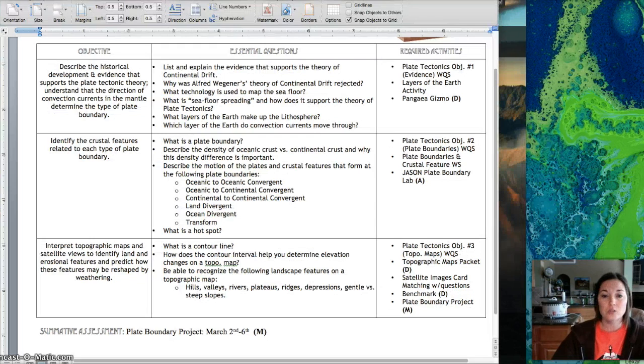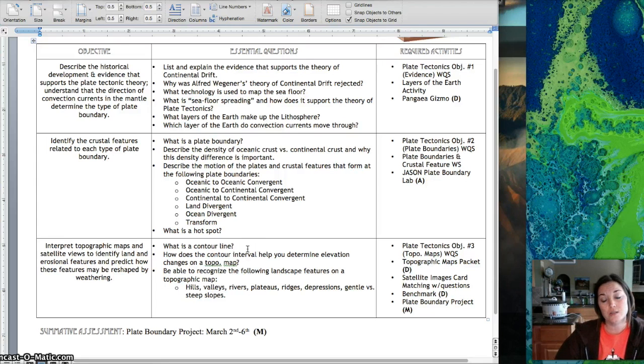Let's take a look at your learning objectives and the essential questions that you need to make sure you are answering. First, the objective is to be able to interpret a topographic map and also satellite views, which we will do in class. Identifying the landscape feature and the erosion and weathering that might occur to reshape these landscape features.